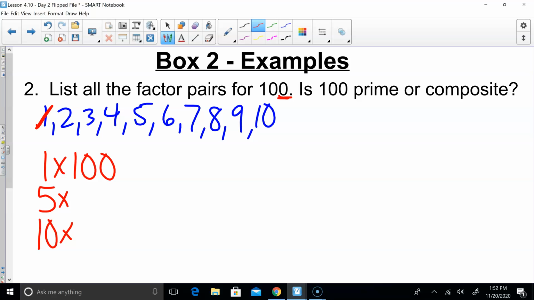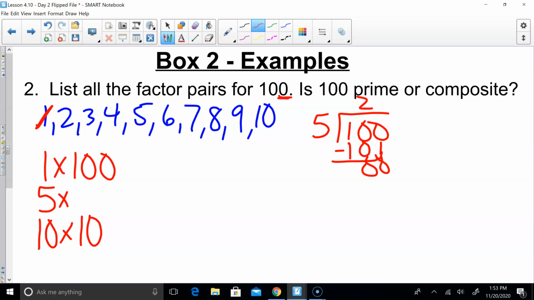Well, easiest way to do that one, well, hopefully we know the 10 times 10, since we've been talking about place values and multiplication for a long time. And I'm not sure what 5 times what equals 100. We can always take that number and divide. 5 can go into 1, nope, it can go into 10 2 times. 5 times 2 is 10, subtract, bring down the 0. 5 can go into 0, that'd be 0, so 5 times 20. So right now we already have 3 factor pairs. So I can cross off my 5 now, cross off my 10, and we'll move to a different color.